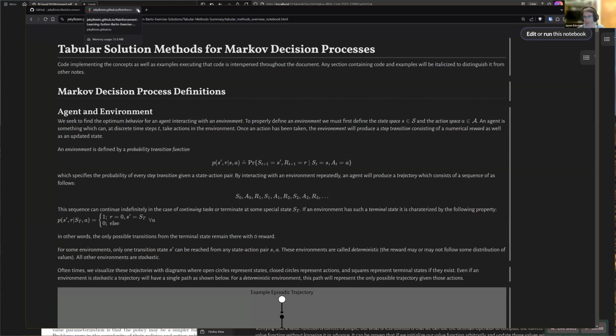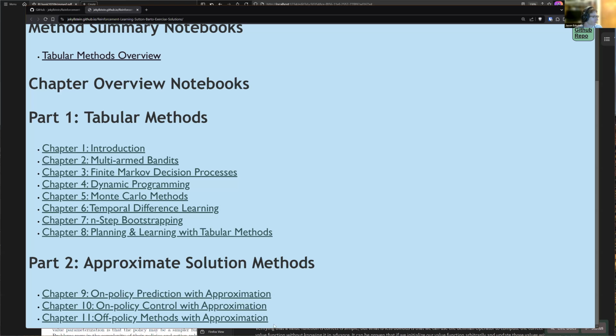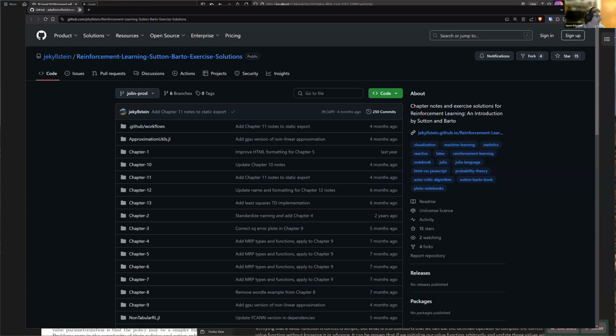And then, I guess there's static exports through chapter 11 in here, but I'll add the others shortly. I just need to clean up the notebooks a bit and make sure that they render properly when you do the export.